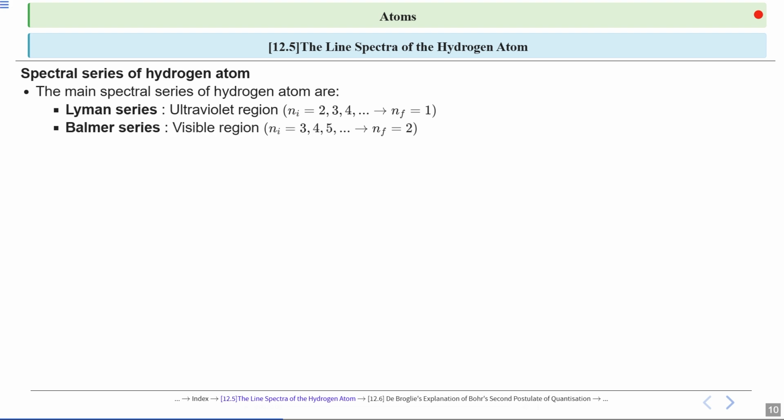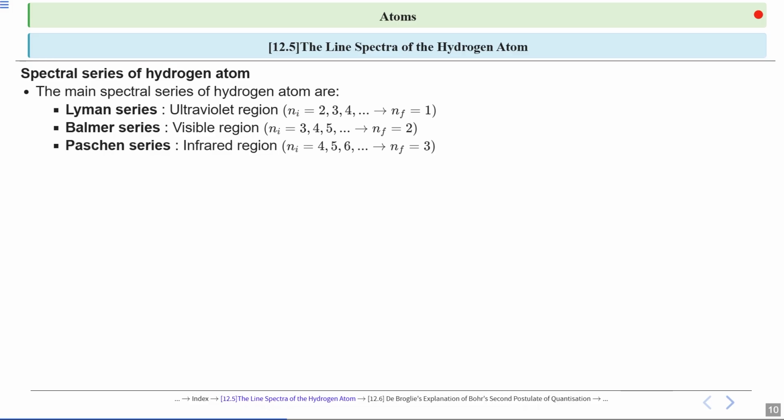Next is the Balmer series, which is special because it's the only series visible to the human eye. Here the electron drops from a higher energy level, that is, n initial for the Balmer series is 3, 4, 5 and so on, to a lower energy level, that is, n final is equal to 2 for the Balmer series. For example, when an electron falls from n equal to 3 to n equal to 2, it emits a photon of visible light. This is why we see distinct colors in the hydrogen spectrum.